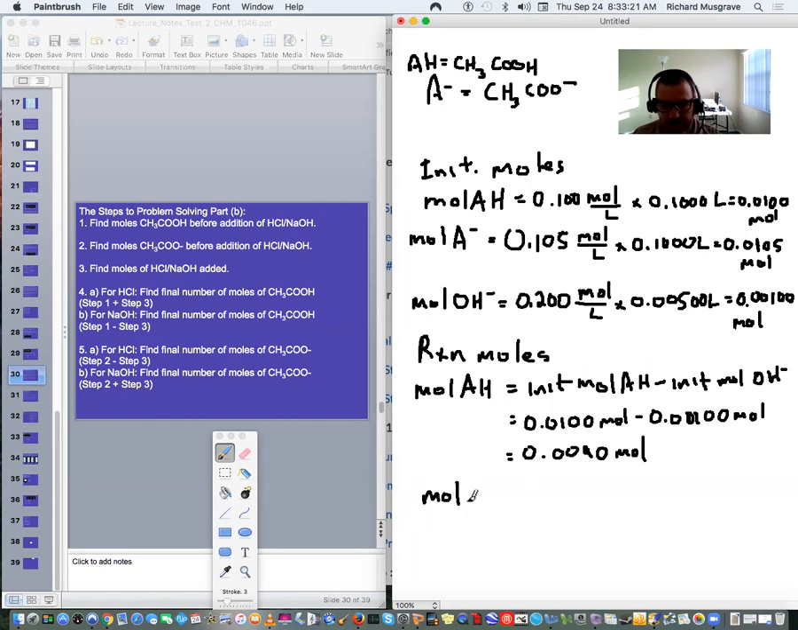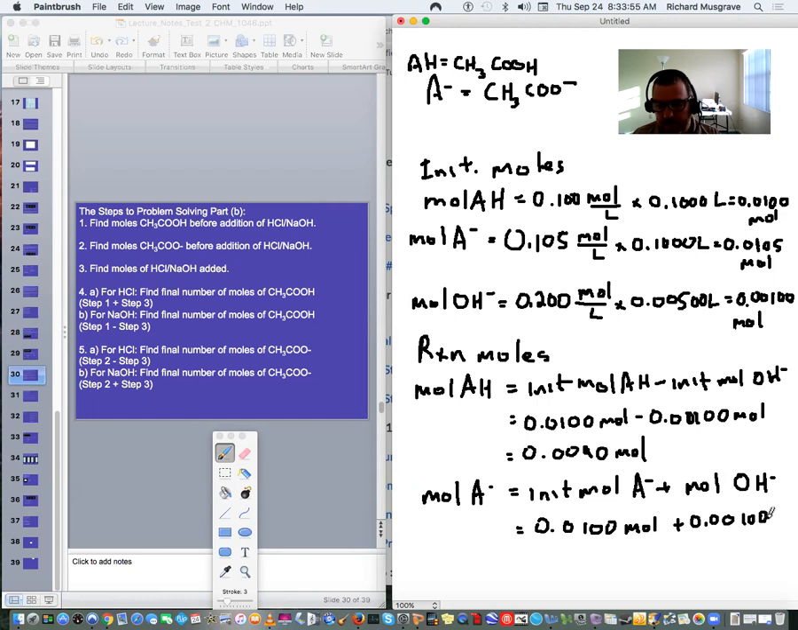The moles of A minus, those will go up. That'll be the initial moles of A minus plus the moles of OH minus. And that's going to be 0.0100 moles plus 0.00100 moles, which comes out to be 0.0110 moles.